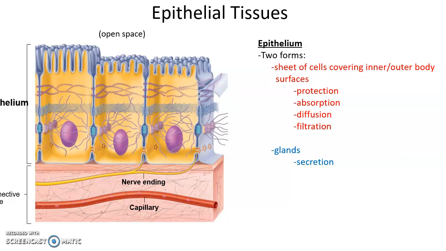Diffusion, which can be either the movement of materials through the epithelium into the deeper tissues or out of the deeper tissues. And also filtration. Filtration allowing things to pass through but limiting it based on size. It's also worth noting that all glands in the body are made up of epithelial tissue. So glands are made up of epithelial tissue, and glands have one big function, and that is secretion, secreting a variety of substances, including hormones, for instance.